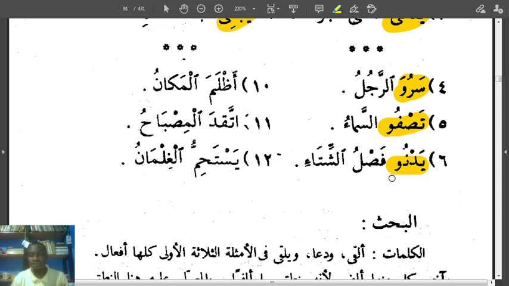So we have yadnu faslu shita. The winter season is drawing nigh, is drawing close. Yadnu, dana, yadnu, to come close. Okay.